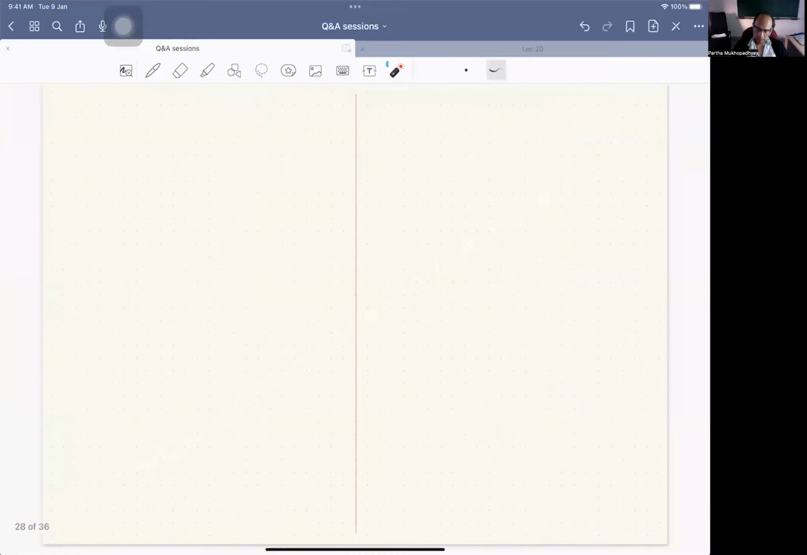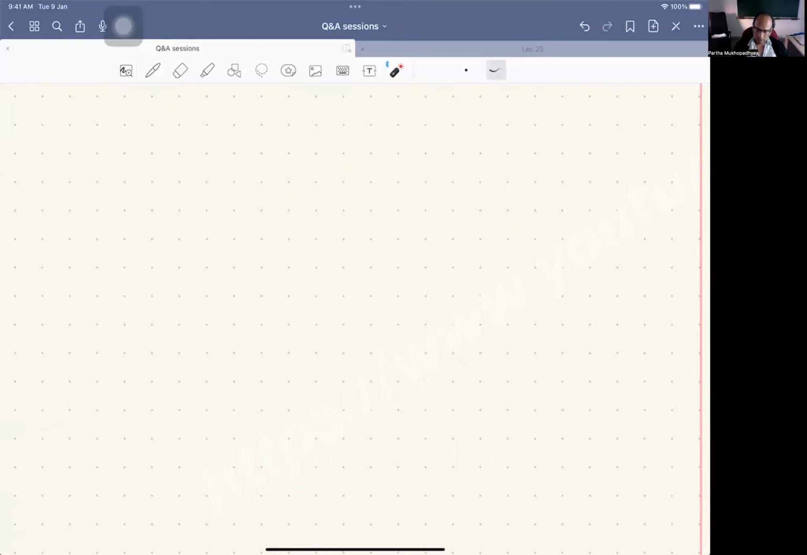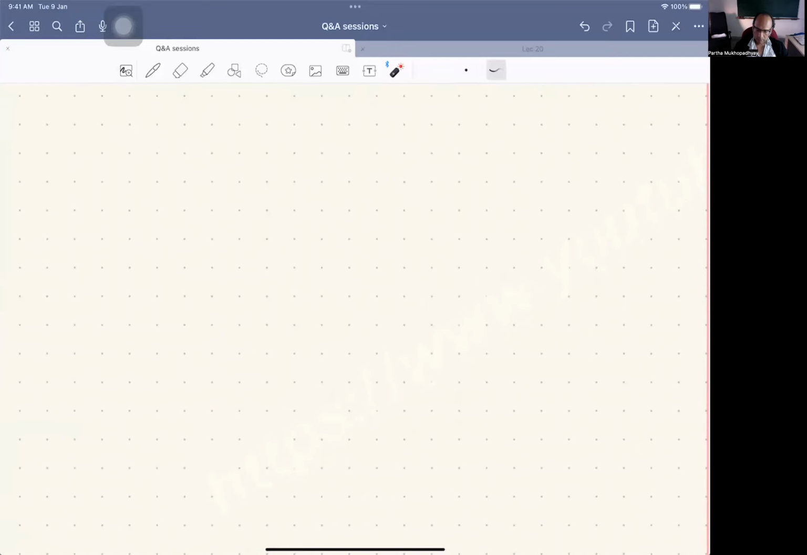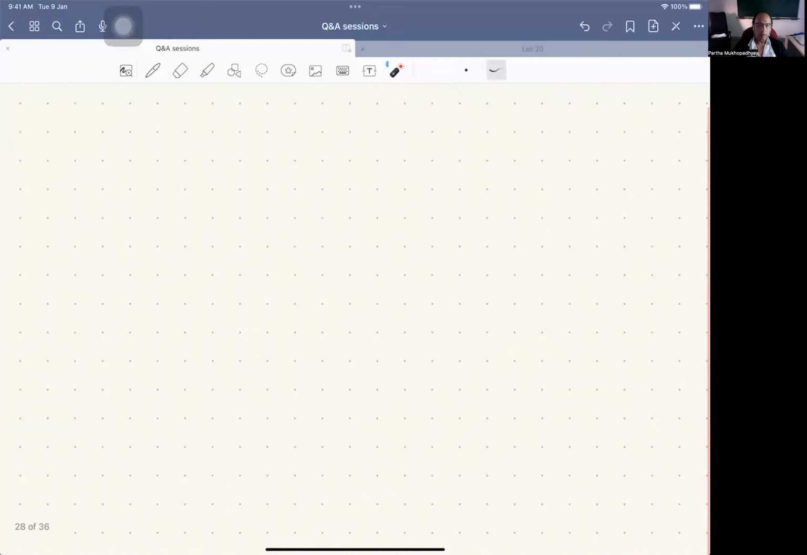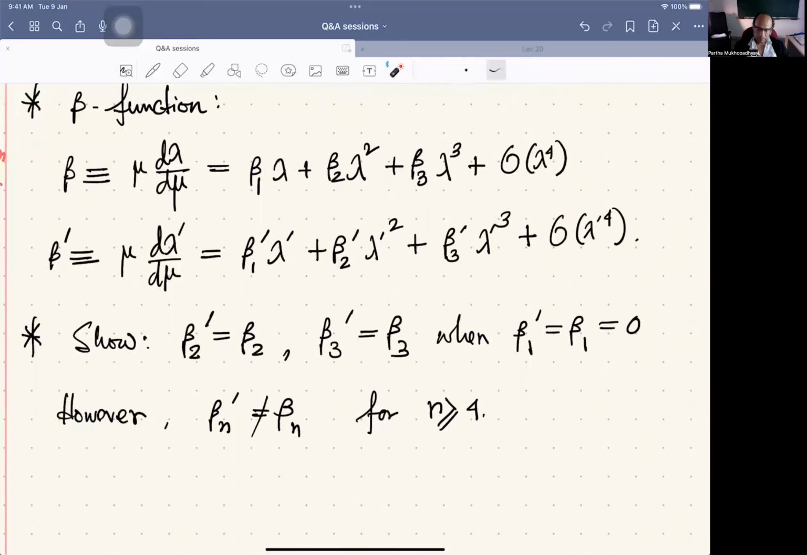So let us come here and slide. Now, how am I going to show this? What is the method? The method is to actually, so what I will do is to write beta prime.